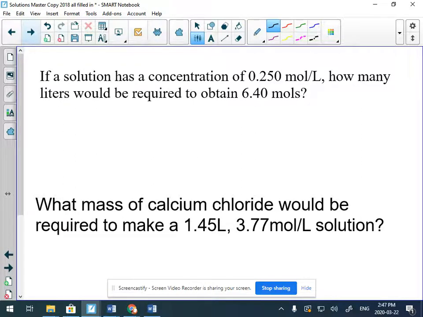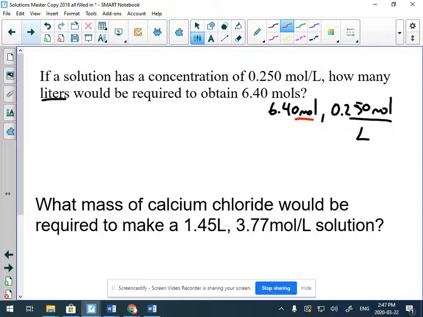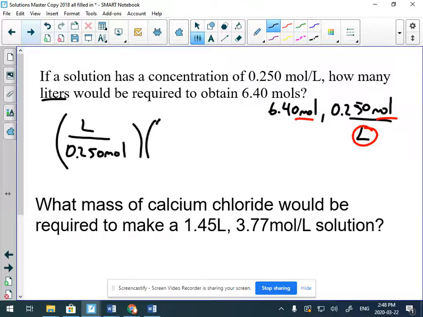Do things get a little bit tougher? Sure, because in this question it's asking us for liters. Write down what you know. 6.40 mole, 0.250 mole per liter. This question's asking us to solve for liters. Where is our liter variable? It's on the bottom. So what we can do is flip that. A liter over 0.250 mole times 6.40 mole over 1. Moles cancel. I flipped the concentration to get liters on the top.